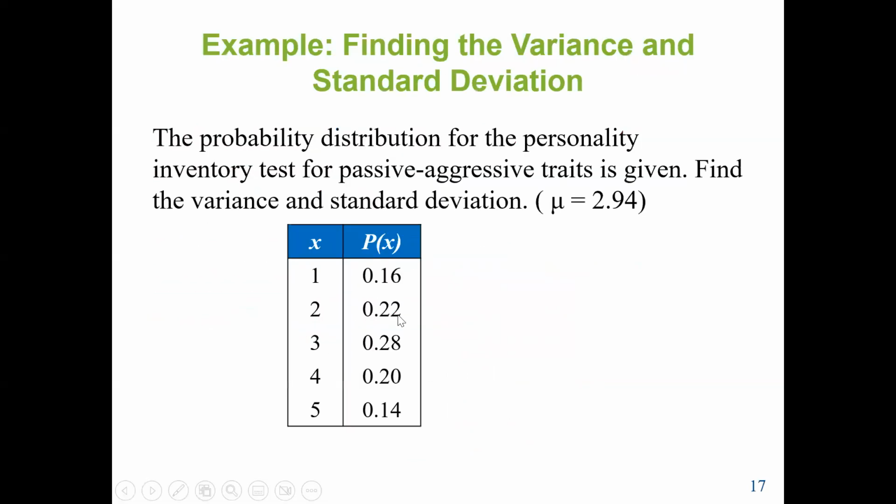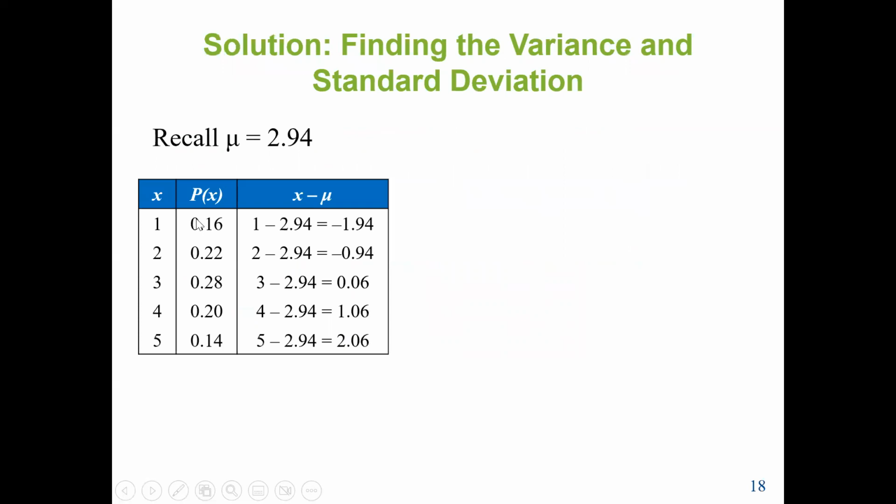So let's continue with the same example here. We already found the mean to be 2.94. So to find the variance, we are subtracting the mean of 2.94 from each x value.